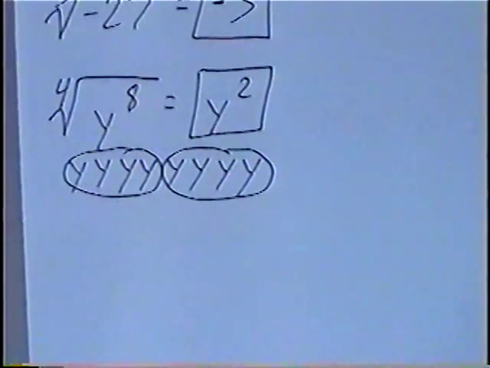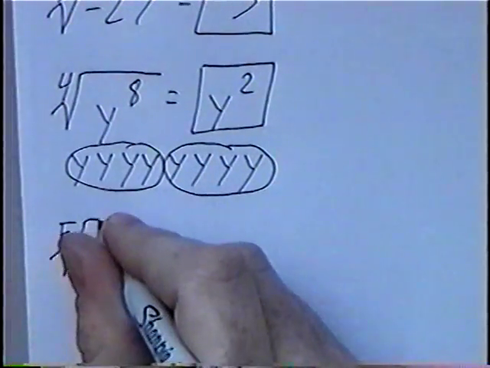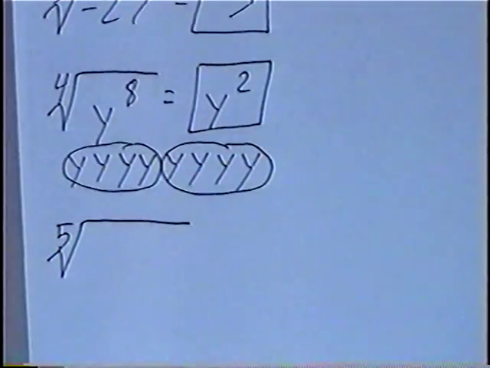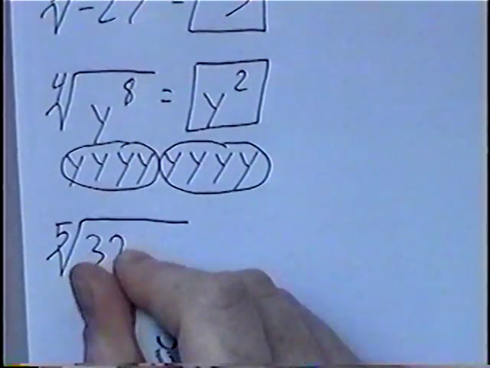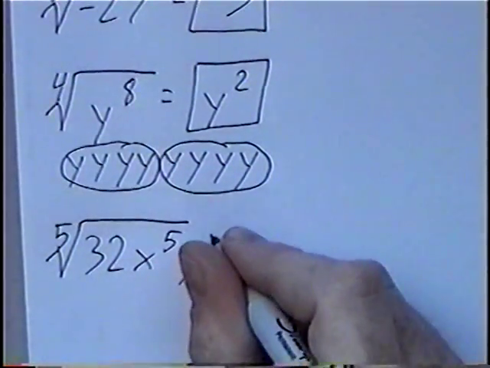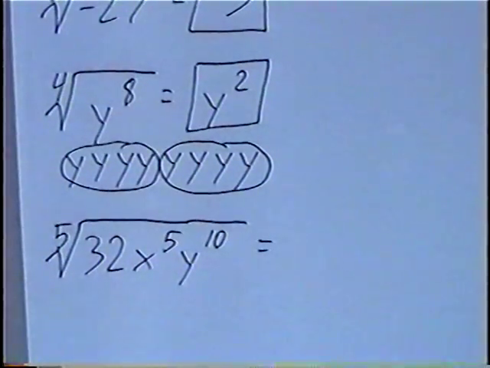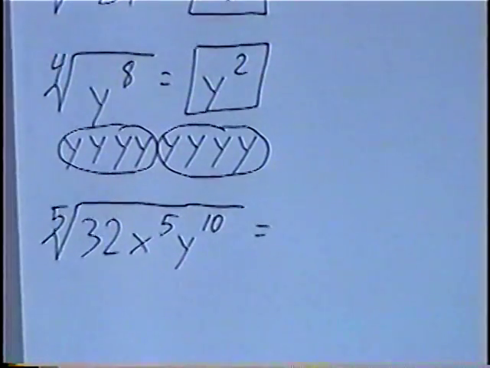And last question for the section. The fifth root. And the fifth root again is a radical sign with a 5 on the outside. And inside the fifth root we'll have 32 x to the 5th and y to the 10th. So taking the fifth root of 32 x to the 5th, y to the 10th.